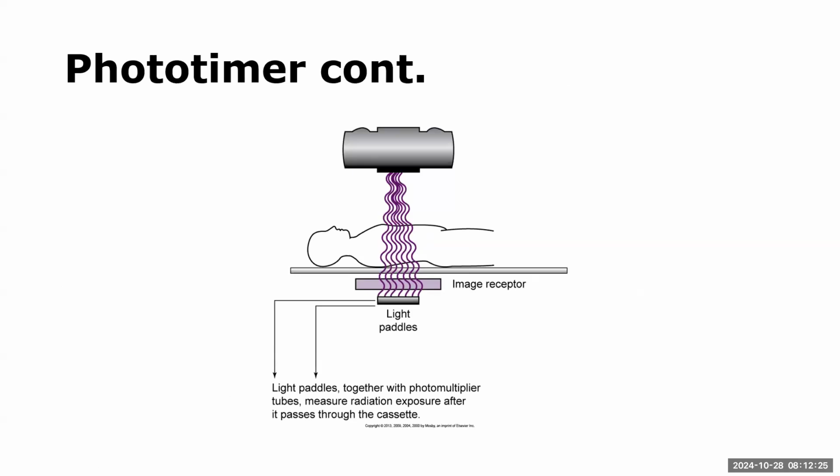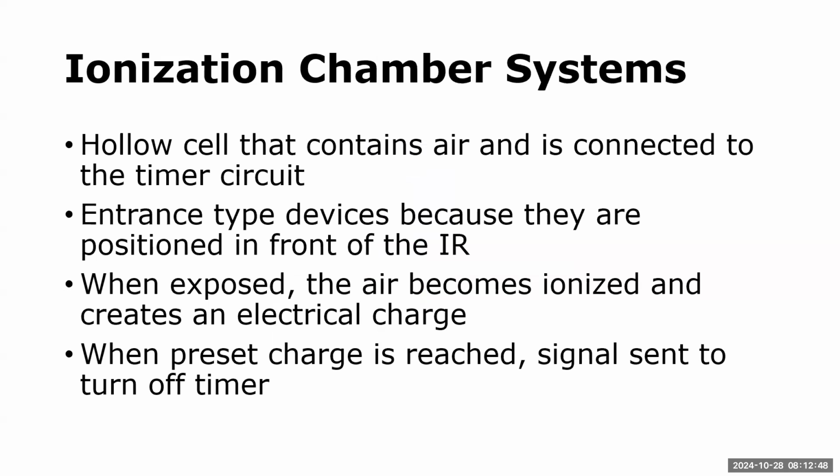And then that will be what charges that photomultiplier tube and sends that signal to the timer circuit to cut off. So again, this is older technology. There may still be a few really old rooms out there in some of the older clinic sites, but typically this is not going to be the technology that's out there. It's going to be this ionization chamber system.